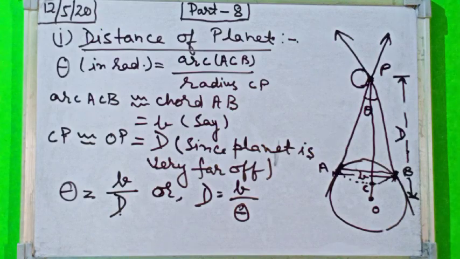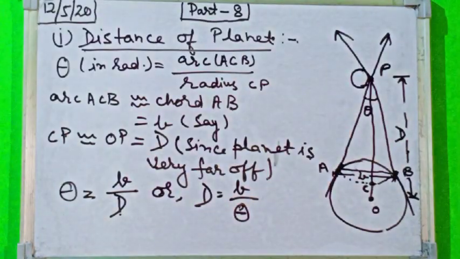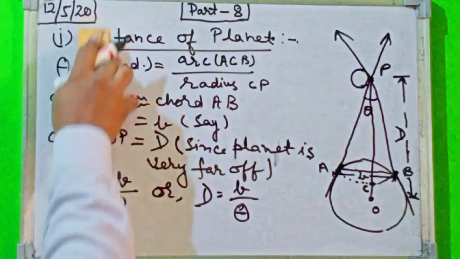Since it is an indirect method, we will get the approximate value of the distance of the planet from the surface of the earth by this method. So this is all about the distance of the planet from the surface of the earth. Now the second one is the size of the planet.